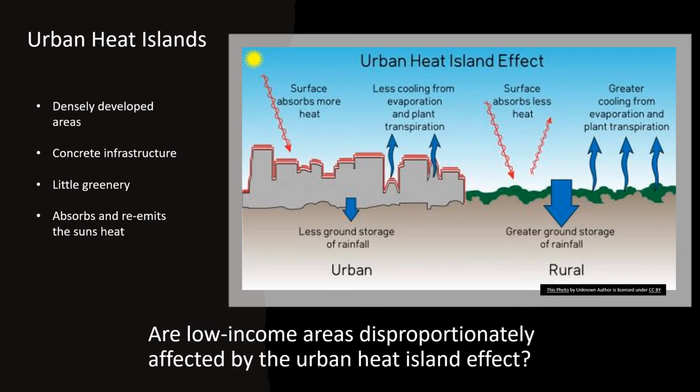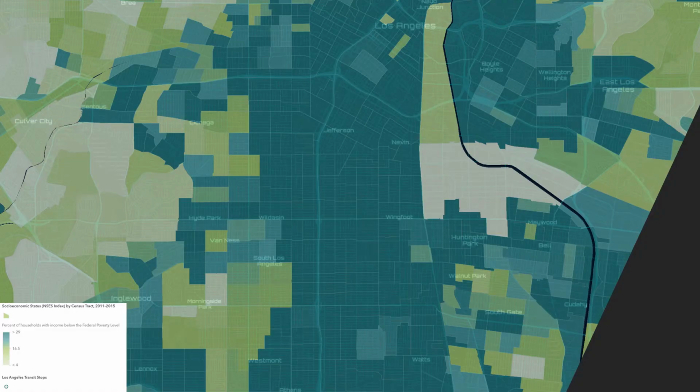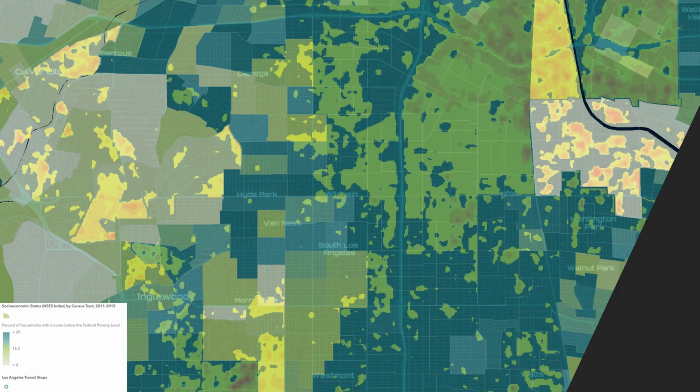And that's, are low-income areas disproportionately affected by the urban heat island effect? We could use that same census layer that displays areas based on the percentage of households living under the poverty level in LA. So again, we have darker areas here representing close to 30% of the population living under the poverty level. And we can overlay that with the urban heat island effect data layer that portrays the hottest areas in a gradient of yellow to red. And again, at least within the specific area, there seems to be a pattern or trend between high poverty levels and areas heavily impacted by the urban heat island effect.